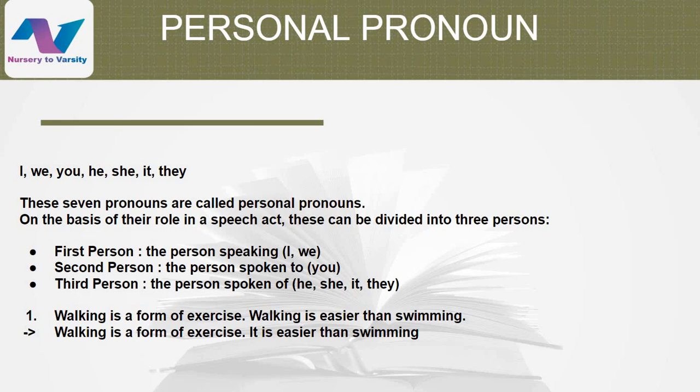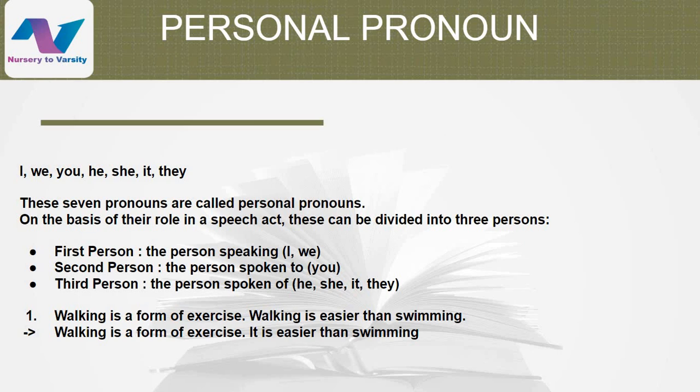For example, walking is a form of exercise. Walking is easier than swimming. Now you can see I am here using walking repetitively in this sentence. So after replacing this noun with a pronoun, the sentence will be like walking is a form of exercise. It is easier than swimming.